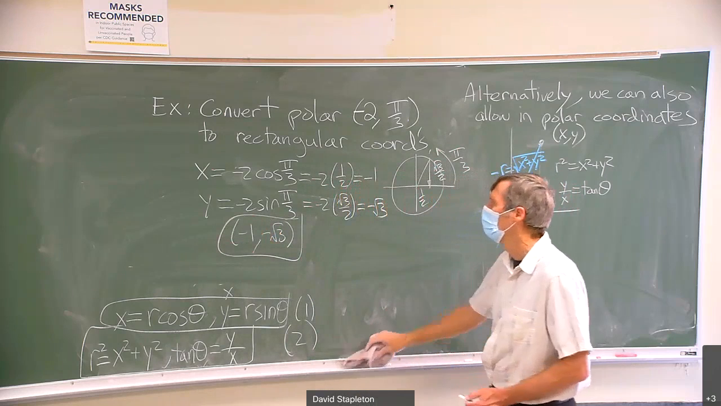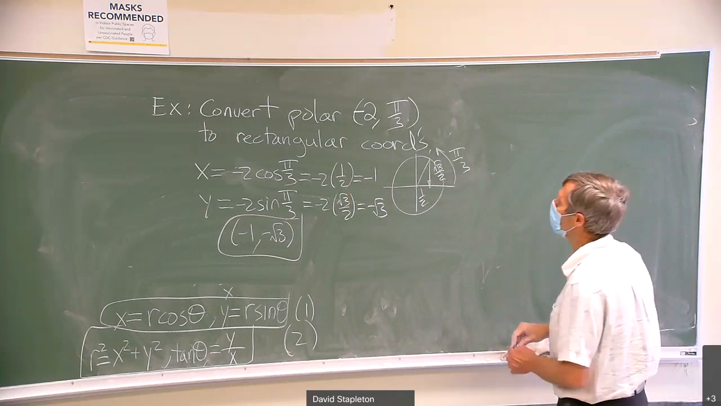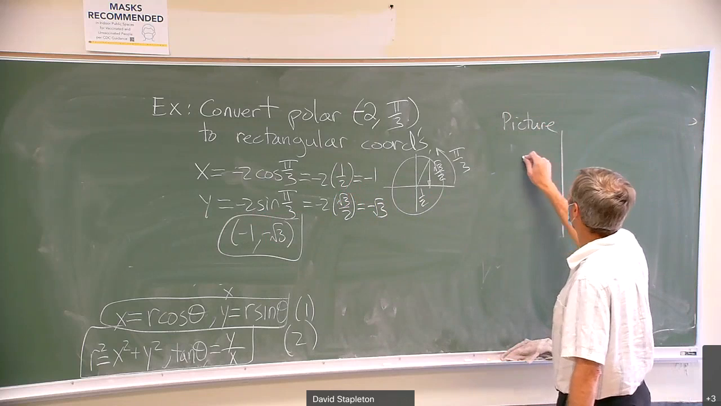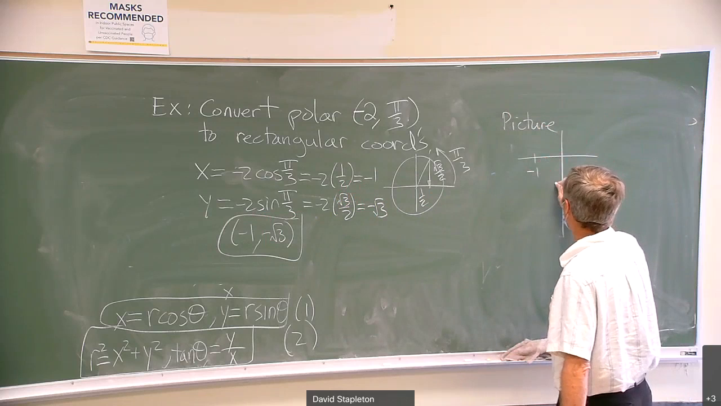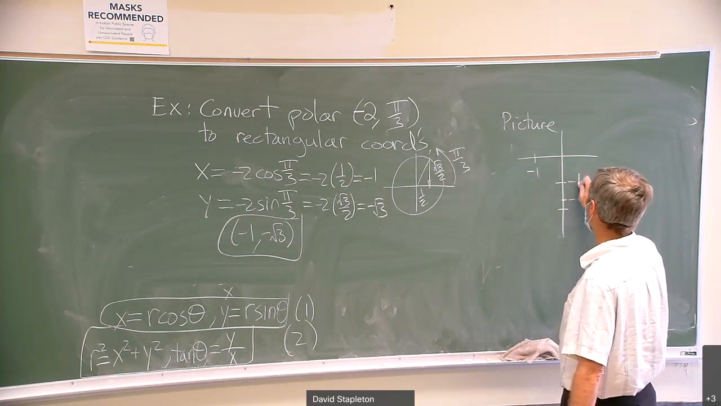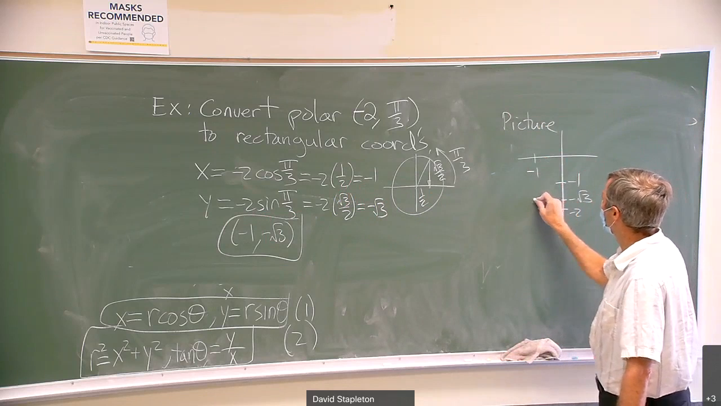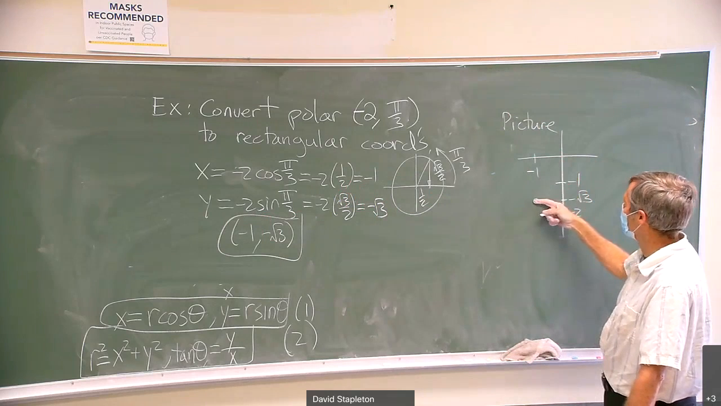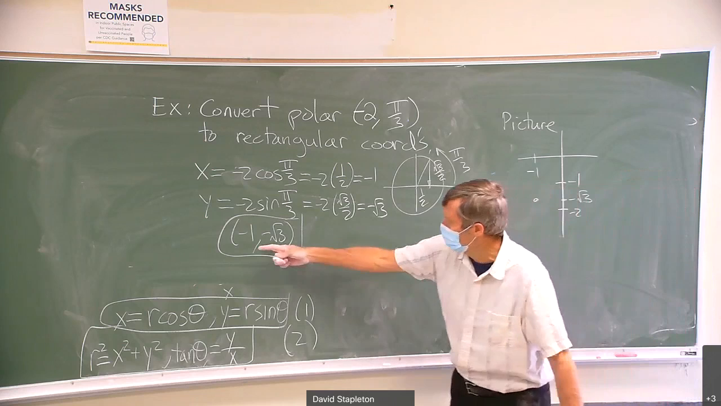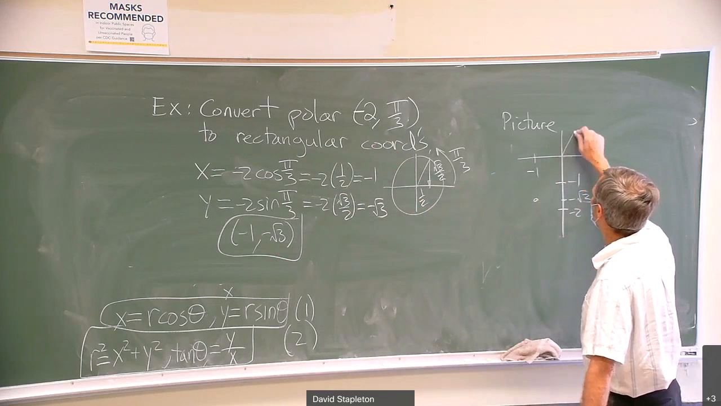What did I do there? Here's the picture. I found this point, -1, minus square root 3. If this is -1 and -2, square root 3 is about 1.7, right? And so we want to be right here, -1, minus square root of 3, those are the rectangular coordinates. And what I did there was I turned to the opposite direction because r is negative. There it is. So I'll turn to the angle pi over 3.